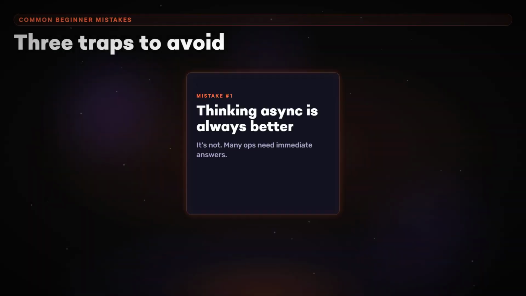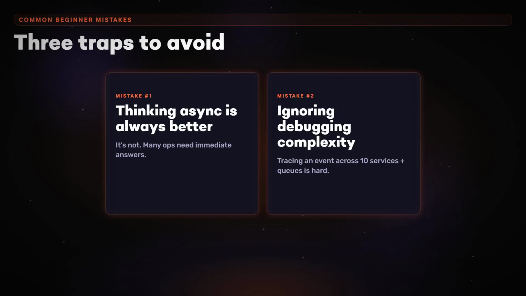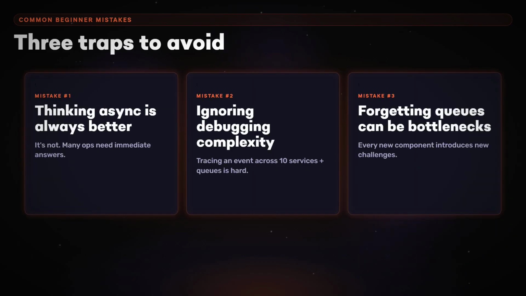Now, common beginner mistakes which people usually make with synchronous and asynchronous communication. First mistake is thinking asynchronous communication is always better. It's not. Many operations require immediate responses. Second mistake is ignoring debugging complexity. Tracing a synchronous request is easy. Tracing an event across 10 services and multiple queues is much harder. Next mistake is forgetting that queues themselves can become bottlenecks. Every new component introduces new challenges.